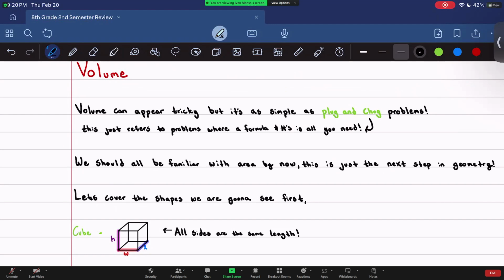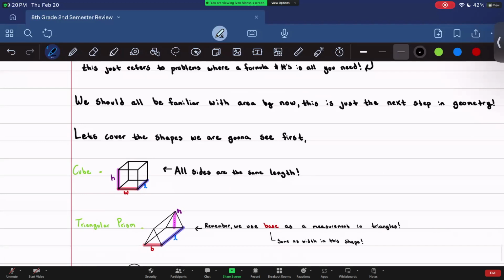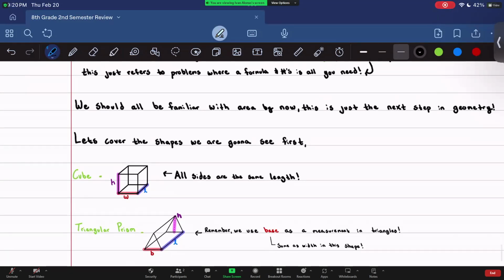I highlight them, but it should be pretty obvious that a cube has identical sides, so it's just the same thing. All right. A triangular prism is obviously a triangle in the three-dimensional aspect. You notice the height is always from the base of the triangle to the very top. The length of it is how long the prism is, and the base I just mentioned is highlighted red.